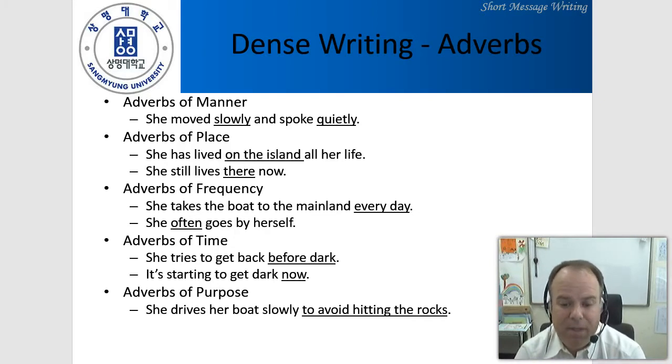Adverbs of time. She tries to get back before dark. It's starting to get dark now. And adverbs of purpose. She drives her boat slowly to avoid hitting the rocks. So these are just expressions that can tell you more about the verb being used. It provides more information in a small space.